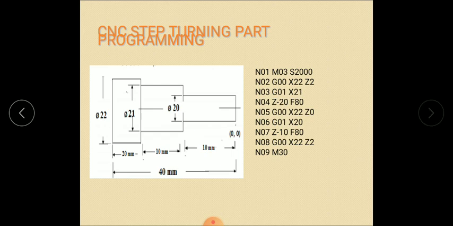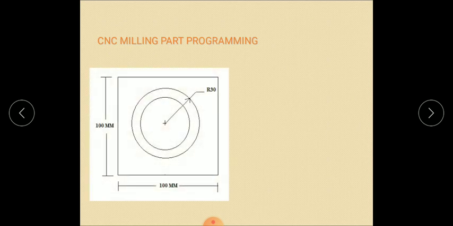Okay, next, CNC milling part programming. Here this is 100 mm by 100 mm. Then this is a circle of radius 30. We need to write a CNC program for this operation. First step, N01, G21, G40, G90. Here N01 represents the numerical value of that line.